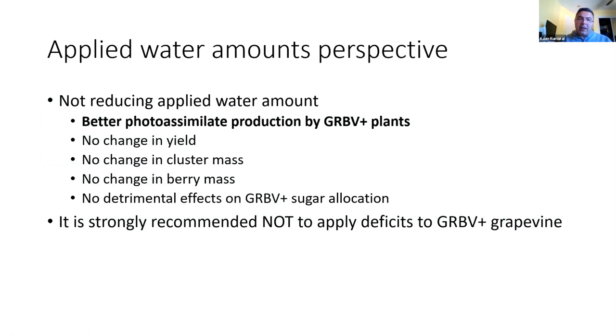Our recommendation in this case, published by my colleague at Oregon State University, Alec Levin, is that you do not reduce the applied water amount to red blotch positive vines, because you have better photoassimilate production by the red blotch positive plants. We do not have a change in yield. We do not have a change in cluster mass. We do not have a change in berry mass. And we end up with no detrimental effects on the sugar allocation. It is strongly recommended not to apply deficits to grapevine red blotch disease grapevines.